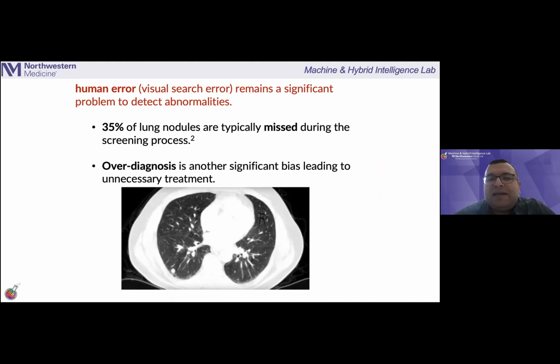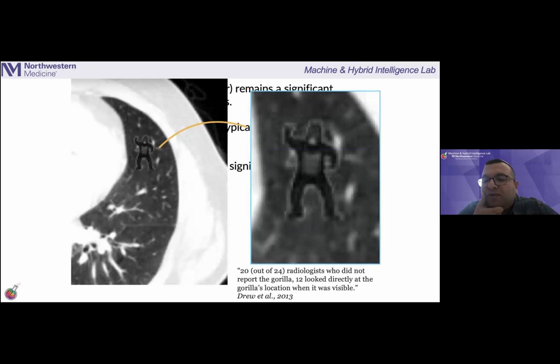And there are other problems as well, like overdiagnosis. The human error, particularly in this example, is this satisfaction of search error. In the right lung, there is a tumor, and unfortunately, 20 out of 24 radiologists missed this hidden gorilla in the other part of the lung. So there are many biases that deep learning can help with. So this is how they miss the tumor.